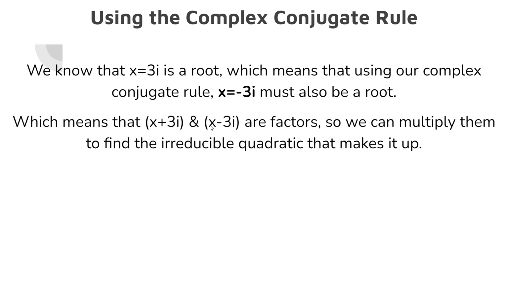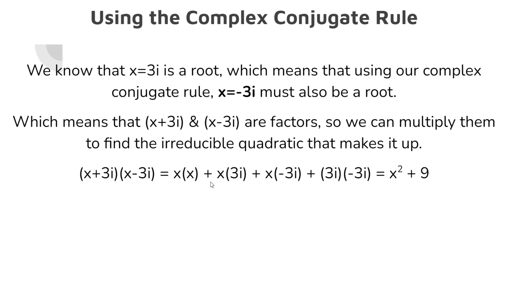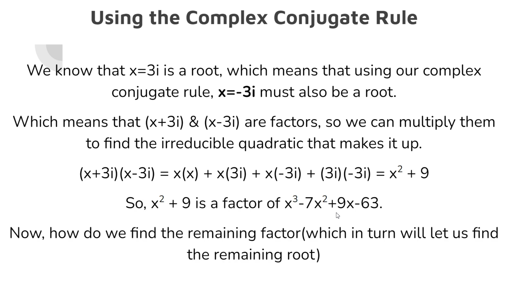Which means that x plus 3i and x minus 3i are factors. So we can multiply them to find the irreducible quadratic that makes it up. Again, from Algebra 2 you should know how to do this, but I'm going to show all the steps in case you don't. Remember, you can use FOIL or whatever method you want. x times negative 3i, 3i times x, 3i times negative 3i, simplifies into x squared plus 9. So x squared plus 9 is a factor of x cubed minus 7x squared plus 9x minus 63. And you may have gotten that if you did factor by grouping. Again, this is just to show you how to solve proper cubics. Don't do factor by grouping.